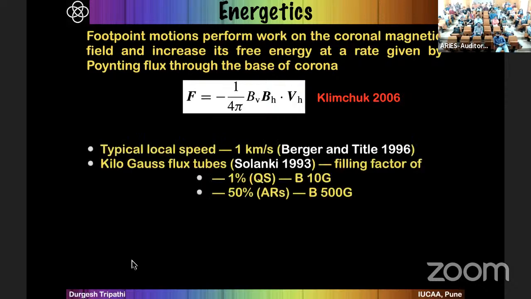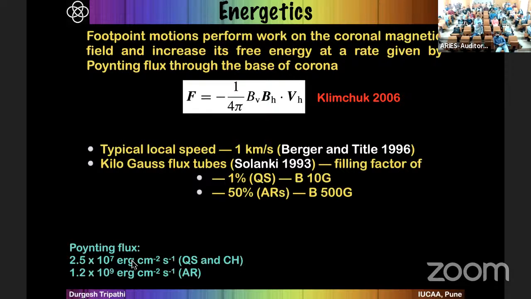And what turns out is that these we can measure. A typical local speed is 1 km/s. In the quiet sun, considering a 1% filling factor, you have 10 Gauss, and a 50% filling factor is about 500 Gauss. If you take that into account, for quiet sun and coronal hole, you get a total energy of about 2.5 x 10^7, which is 2 orders of magnitude larger than what you really need to explain the radiation from quiet sun and coronal hole. And here it is about 10^9, which also is about 2 orders of magnitude larger than what you need to explain the heating from that region.